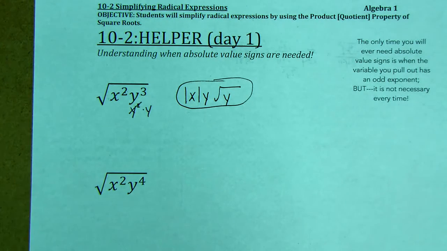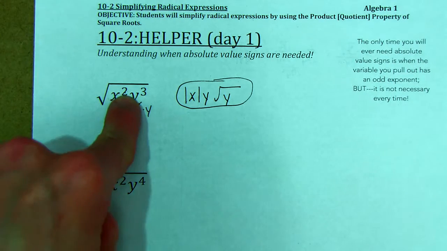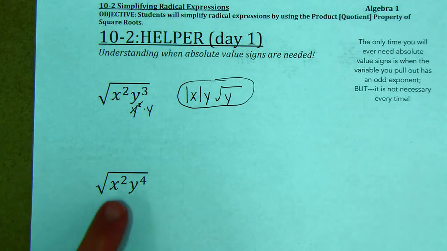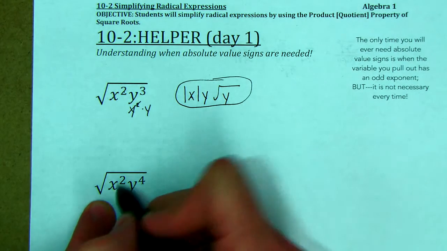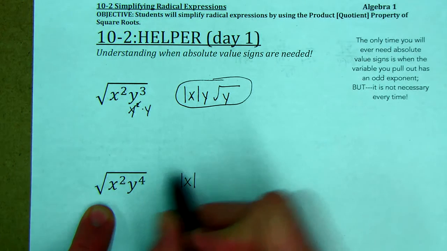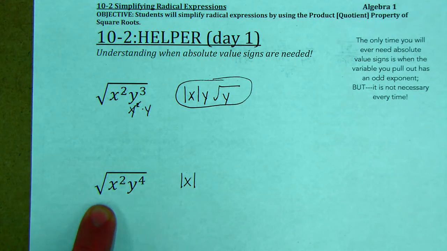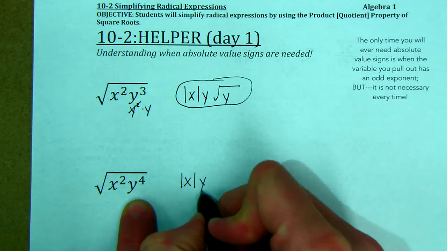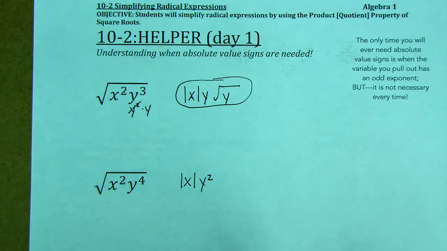All right, so same thing. X squared, I can take out that, and I'm going to get the absolute value of x because it started even and ends up with an odd, which is 1. Now y to the 4th is a perfect square, but it's the perfect square of y squared. So even though I started with an even exponent, when I took the square root, I ended with an even. So I don't need the absolute value for that.